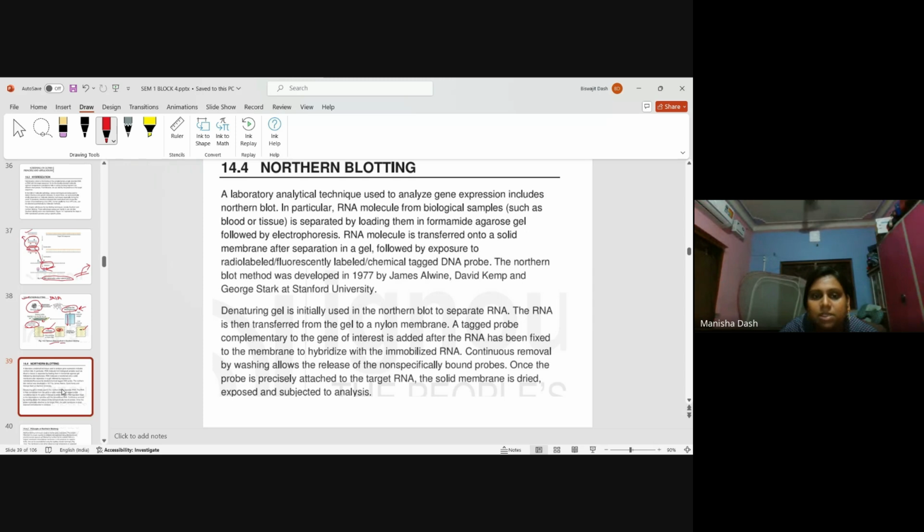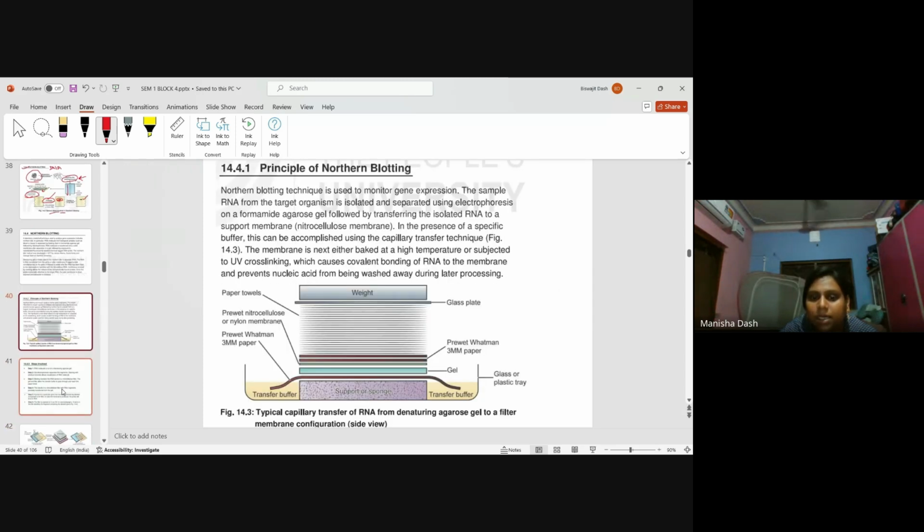Then, as I was telling you, there is the Northern blotting technique. This is exactly what I discussed, how the molecules are transferred from the gel to the cellulose, as given here. The Northern blotting technique is used to monitor gene expression. The sample RNA from the target organism is isolated and separated using electrophoresis on a formamide agarose gel, followed by transferring the isolated RNA to a support membrane. Usually the support membrane is a nitrocellulose membrane.